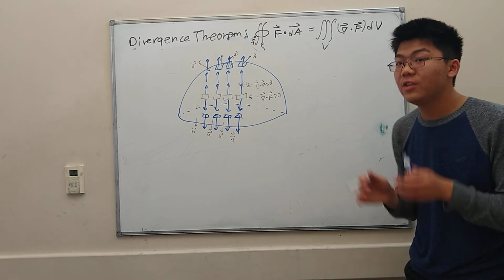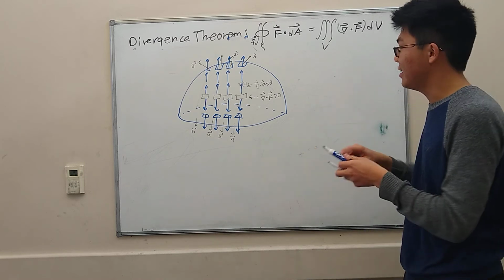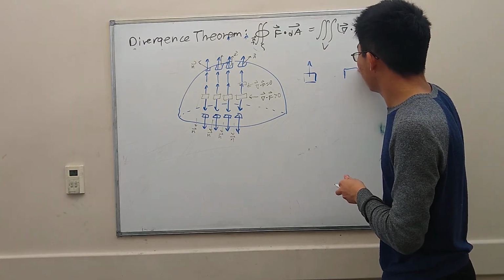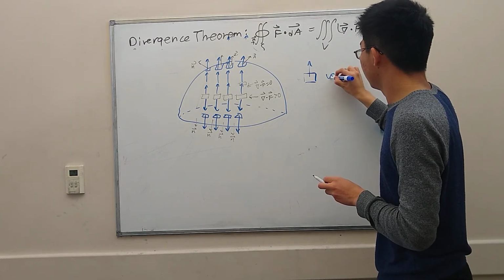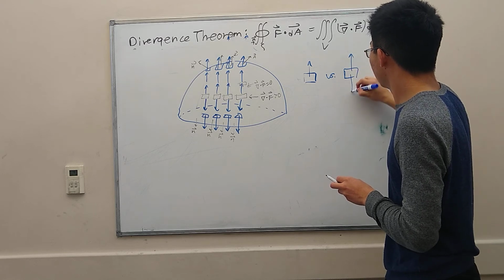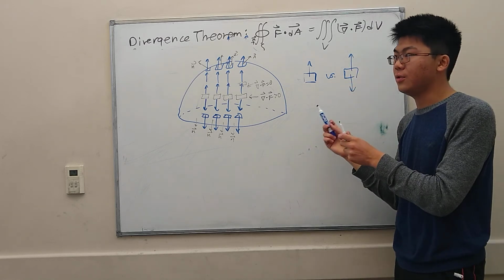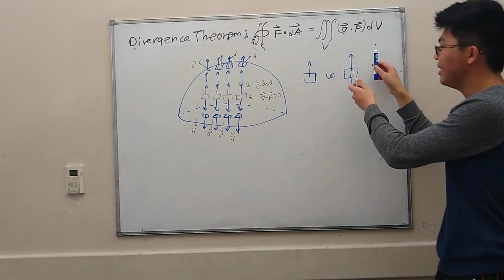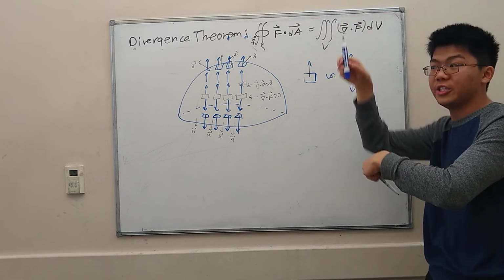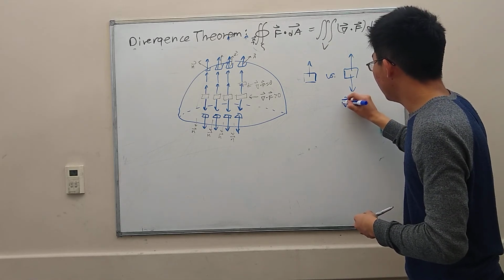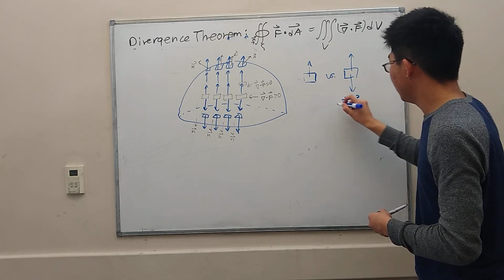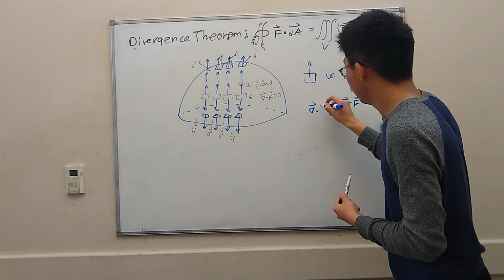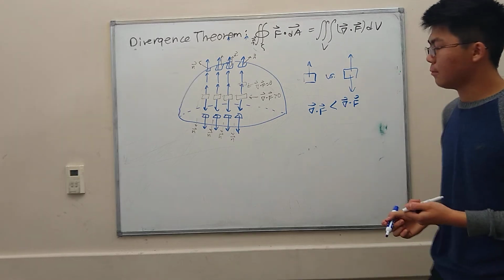In fact, it's even greater than our last example, because between this versus this, in this case, you only have flow out in one direction, but in this case, you have flow out in both directions. So the divergence of this is actually going to be greater than the divergence of this.